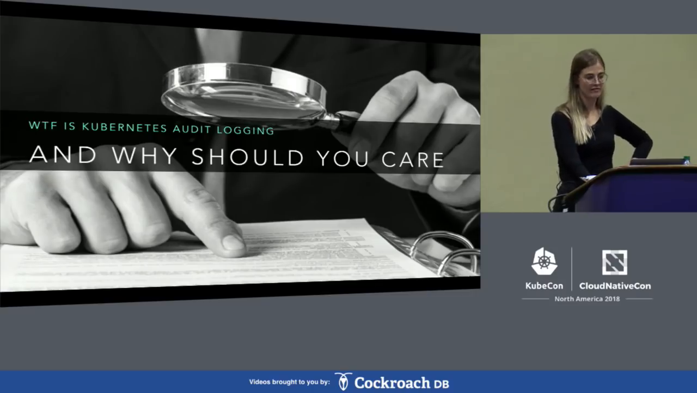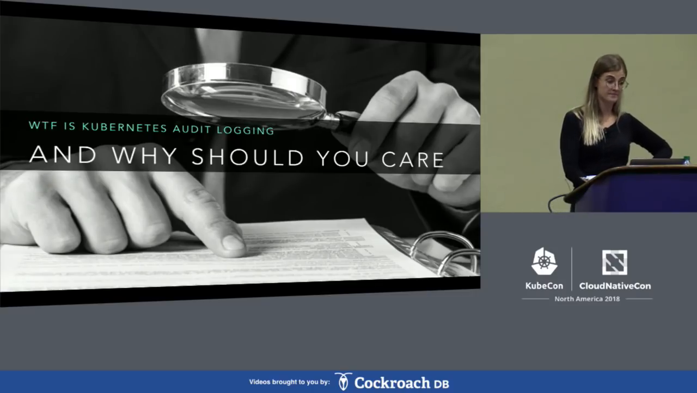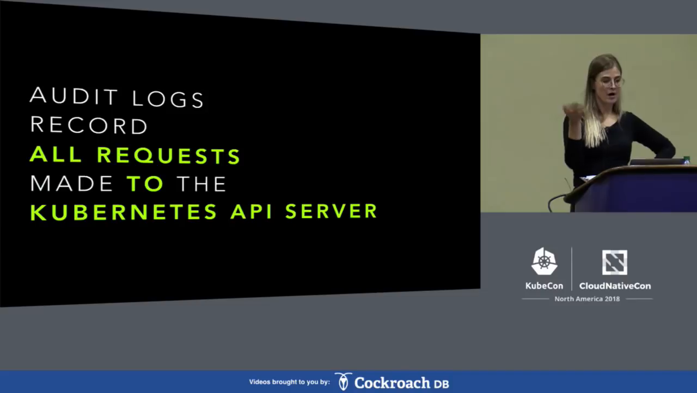I'm just going to say audit logging from now on because that's a mouthful, and why should you care? Simply put, audit logs record all the requests made to the Kubernetes API server by admins, users, and components of the system itself. That means anytime you apply some YAML, do a kubectl get, a kubectl watch, you're going to get some audit logs. But it also means that every time the system does everything, which is, spoiler, literally all the time, you're also going to get audit logs.